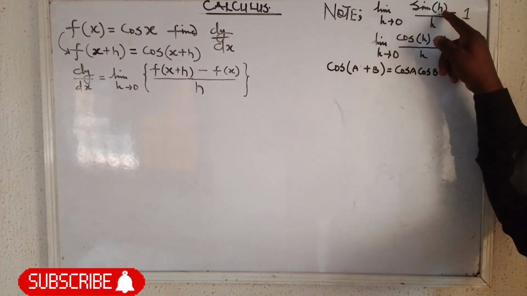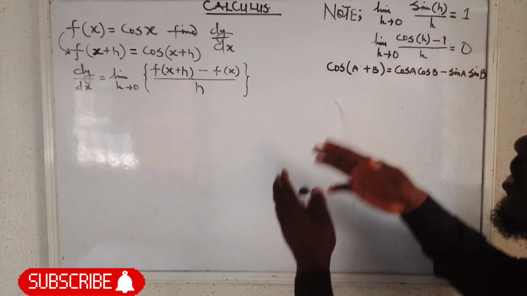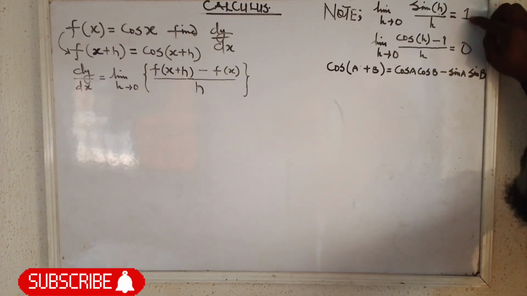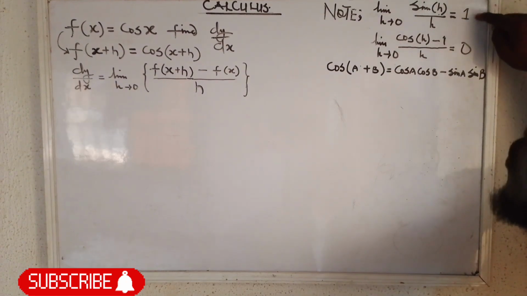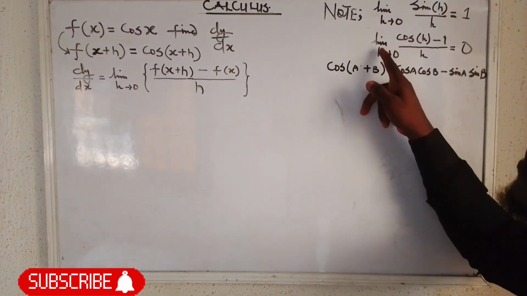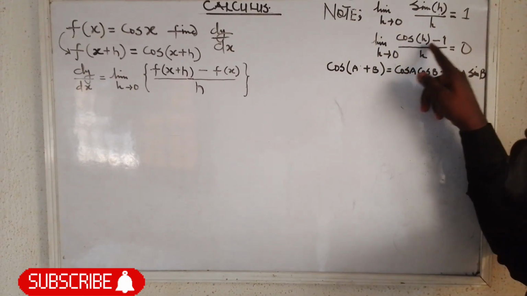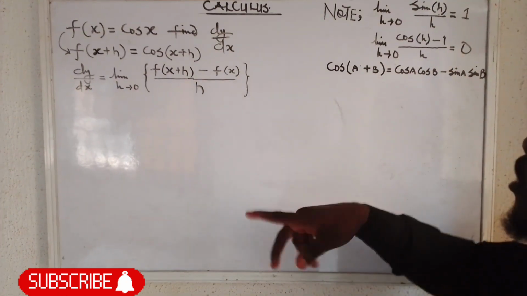So this is it. The sine of h divided by h. The h is not hyperbolic, as I said. The h is the increment in x, in the x-axis. So the limit as h tends to 0 of sine h divided by h will give you 1. That's a standard limit. Then the limit as h tends to 0 of cosine h minus 1 divided by h must give you 0. Then another one you must note.